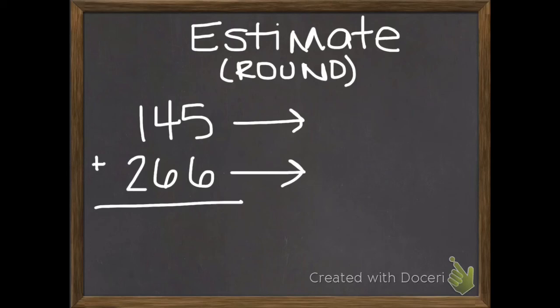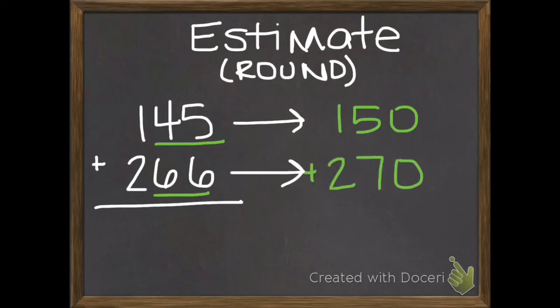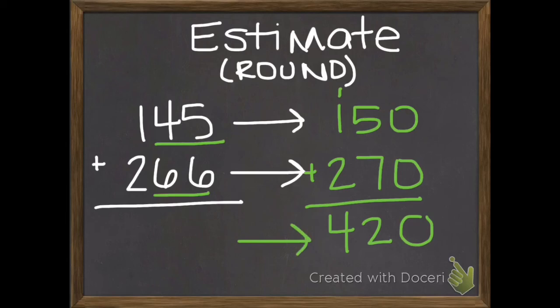Another great way to check your work is to round, and we call this estimating. I like to round to the nearest 10 with these numbers. 145 is closest to 150. 266 is closest to 270. I'm going to add these two numbers to get an estimate of my sum. 150 plus 270 is 420. So I know that 420 is an estimate of what my sum is.